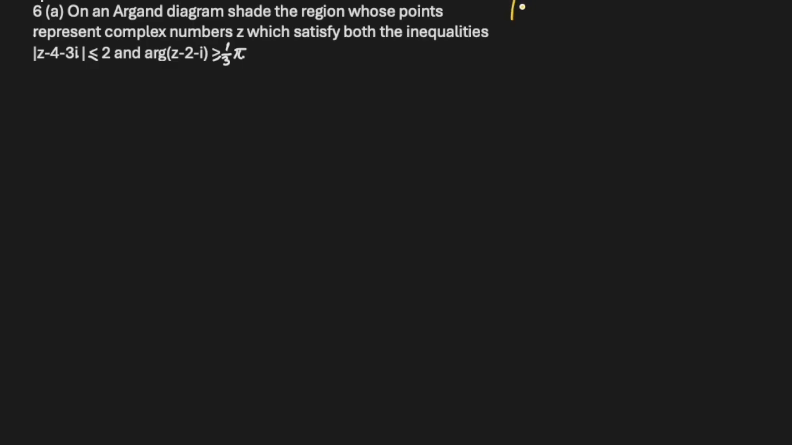So I can change it to modulus of z minus (4 plus 3i) less than or equal to 2. So what I've done, I have written z, which is the complex number they're talking about, with reference to 4 plus 3i, its modulus is less than 2. Okay, so let me draw the Argand diagram first.